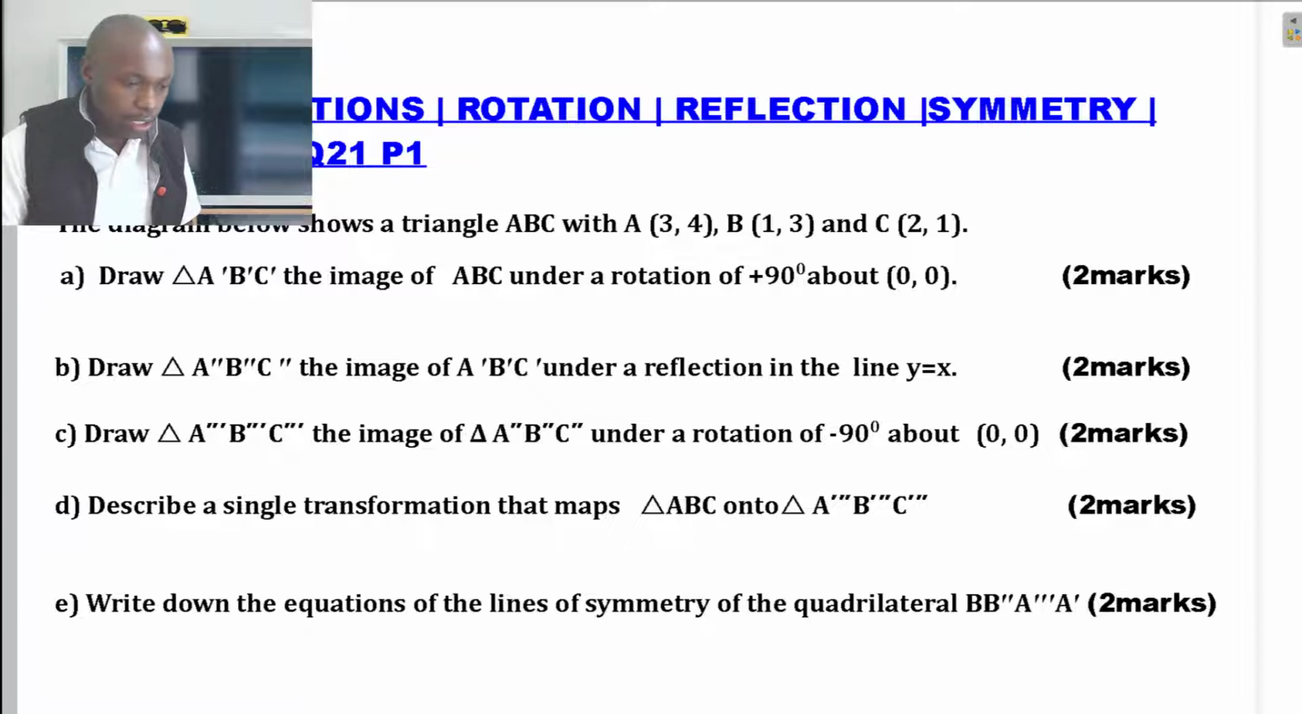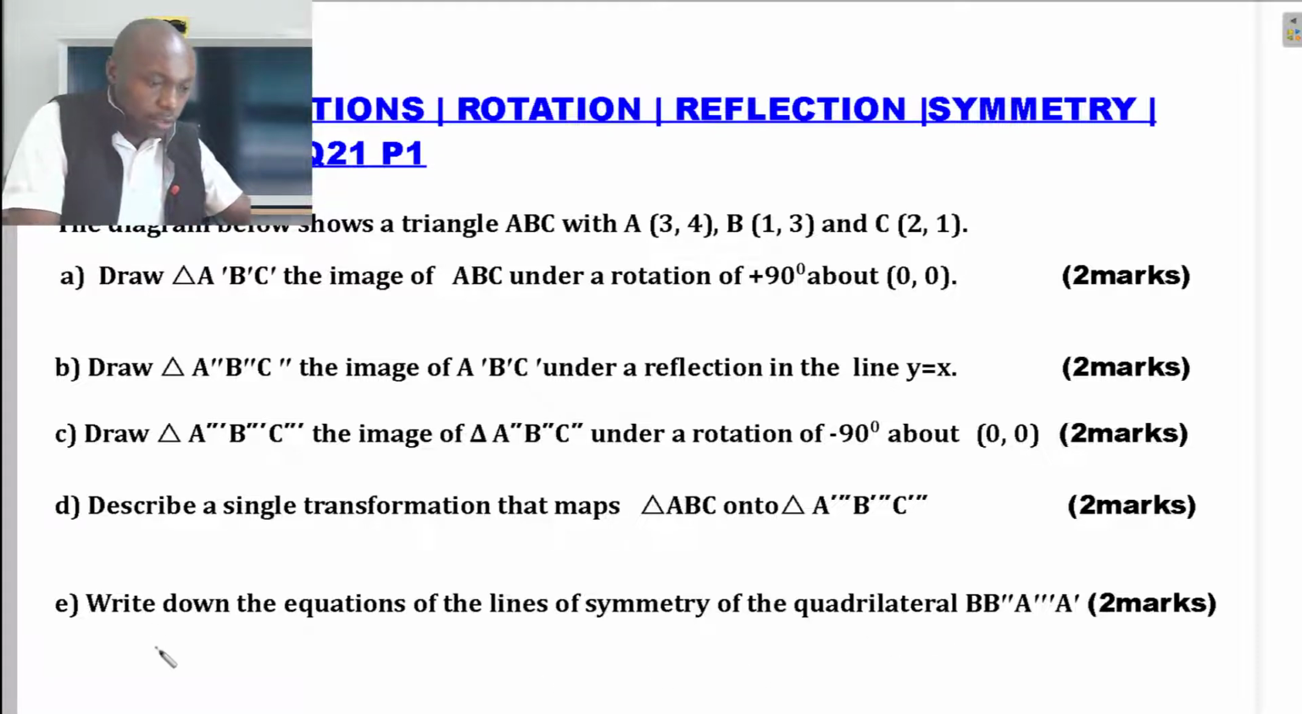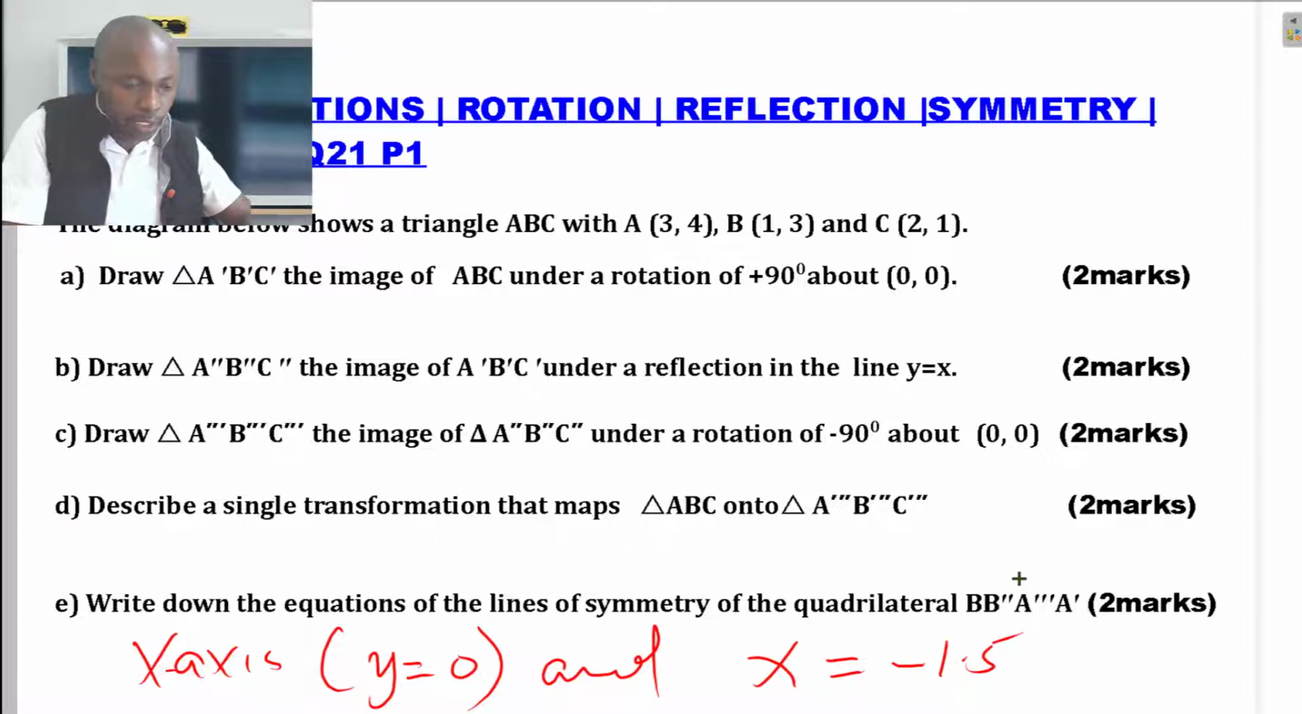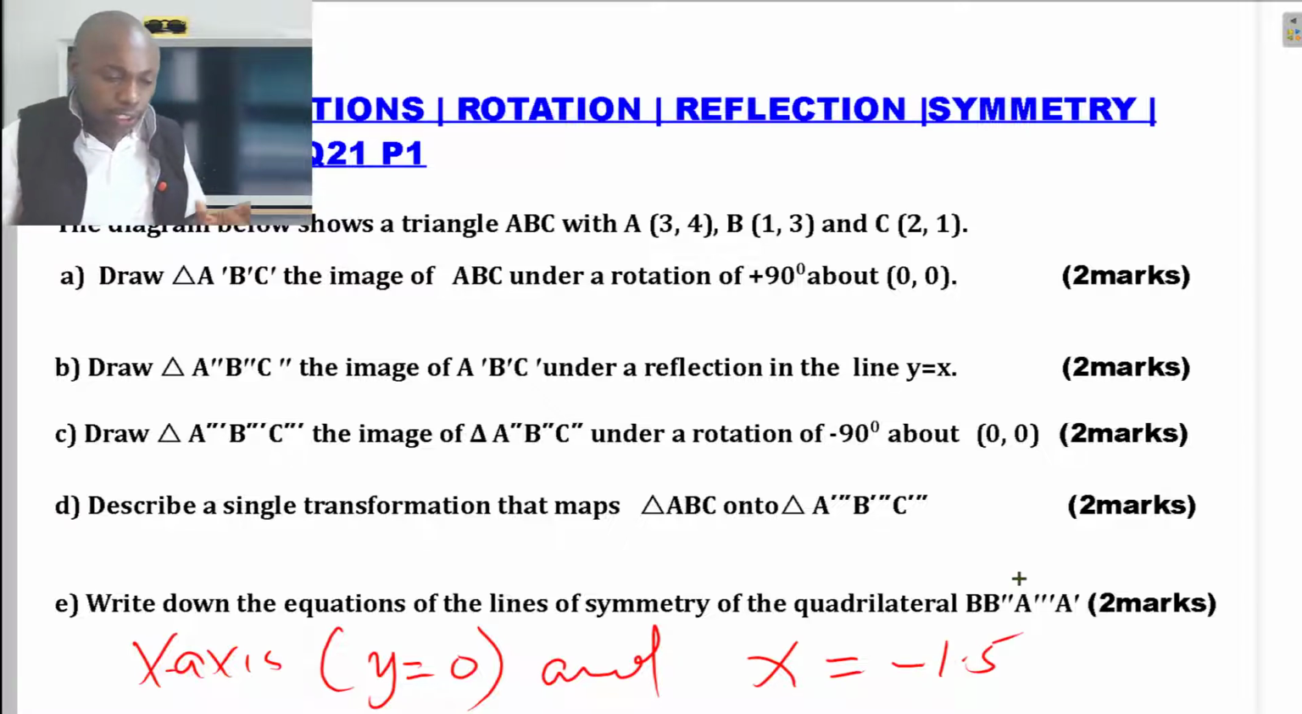So write down the equations of lines of symmetry. The first one you've seen is the x-axis. And the equation of the x-axis is y is equal to 0, and we also have x is equal to -1.5, and you've seen that line. So those are the 2 lines of symmetry that you have. That is all about that question.